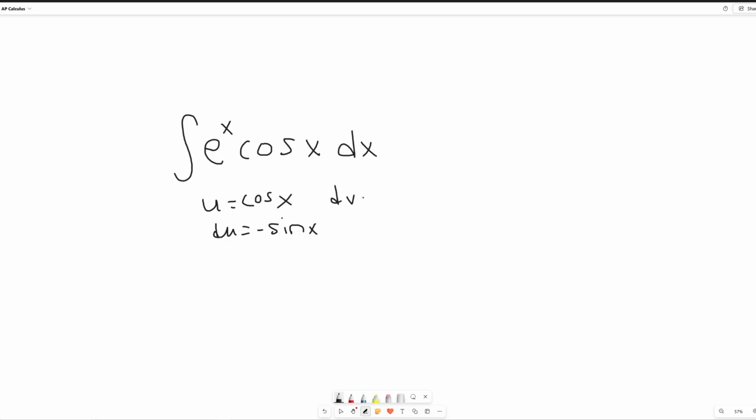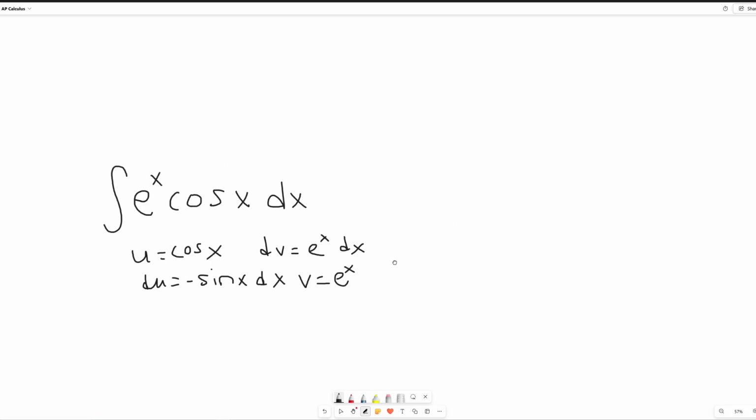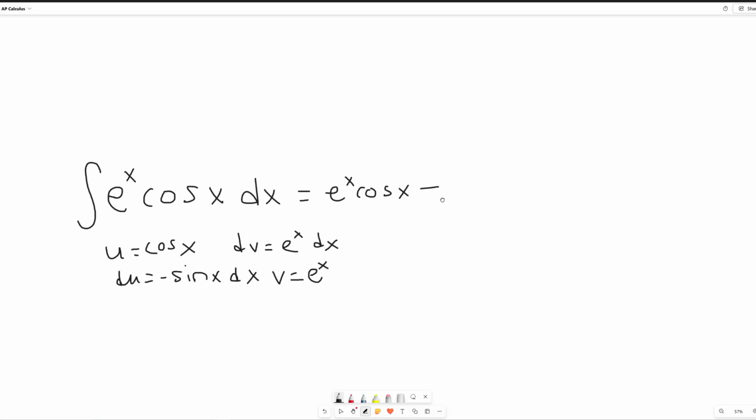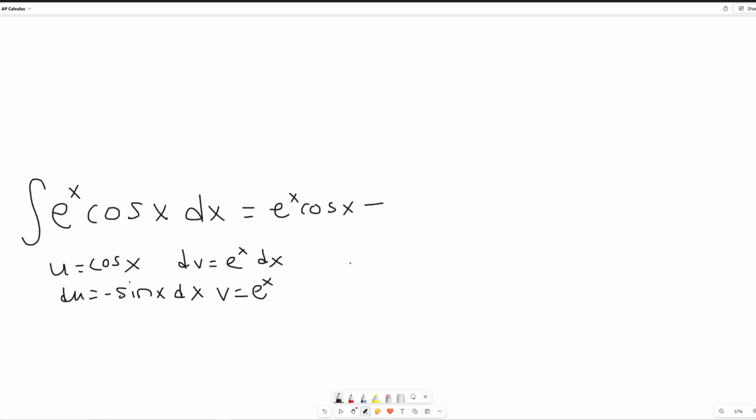And then dv is e to the x. And then, shocker, our v is going to be e to the x. So let's plug this in. uv is e to the x cosine x, minus the integral of v du, so the integral of e to the x sine x. And because this is negative sine x, I'm actually going to take this negative out and put it over here, just to make things easier.